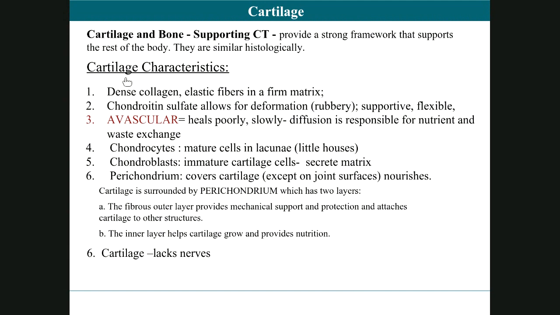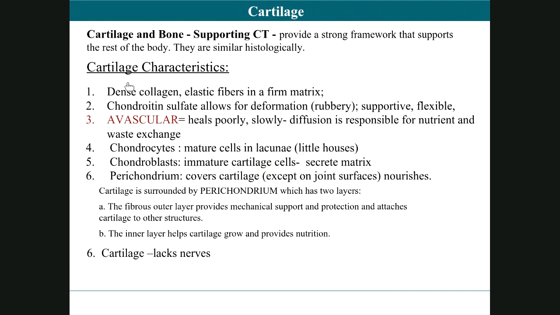So let's talk about the characteristics of cartilage. Cartilage has dense collagen and elastic fibers in a firm matrix. It contains cells called chondrocytes. When you see the word cytes, that means they're the mature cells. These mature cells are located in these little houses, like I like to call them, called lacunae. So you'll find the chondrocytes, the mature cartilage cells, within the lacunae. Chondroblasts, anytime you see blasts, that means they're immature cells growing. They're the immature cartilage cells that produce the matrix. So the chondroitin sulfate within cartilage allows for that flexible and rubbery material that exists.